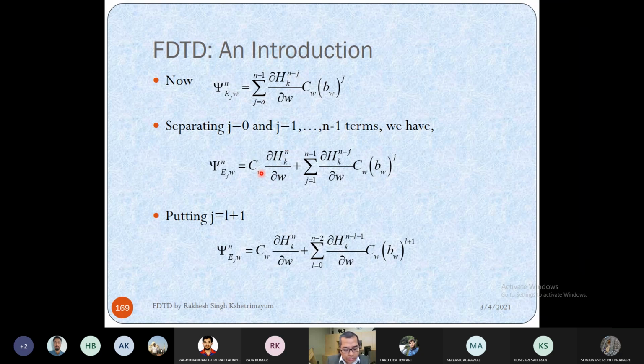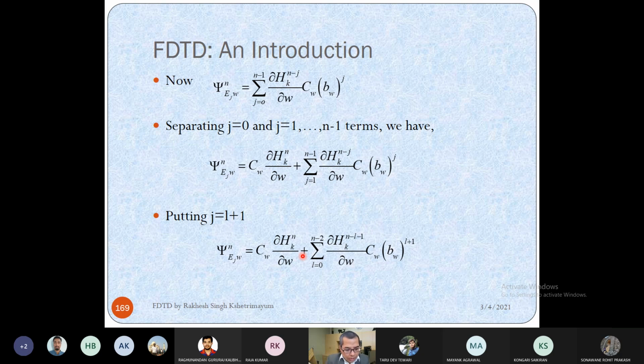So cw del sk n divided by del omega plus all other remaining terms, j going from 1 to n minus 1, del sk n minus j divided by del omega, cw bw to the power j. Let us put a new variable j equal to l plus 1. Then we can express this right hand side term in terms of the l variable. So the first term remains the same. Second term, since we have put j equal to l plus 1, it will be summation l going from 0 to n minus 2, del sk n minus l minus 1 divided by del omega, cw bw to the power l plus 1. We are actually trying to simplify this term. You'll see later on that this will become a very simple term.